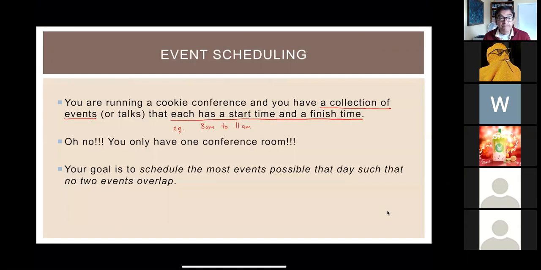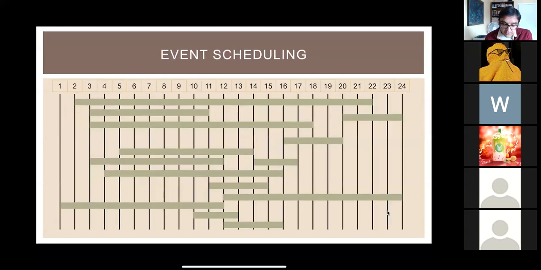The problem is that you only have one conference room. So at any given time, you can only have one event taking place, and you have all these possible events. So you want to schedule the most events possible, and the constraint is that 2 events cannot overlap. So here's an example of what this would look like. So this is event 1.